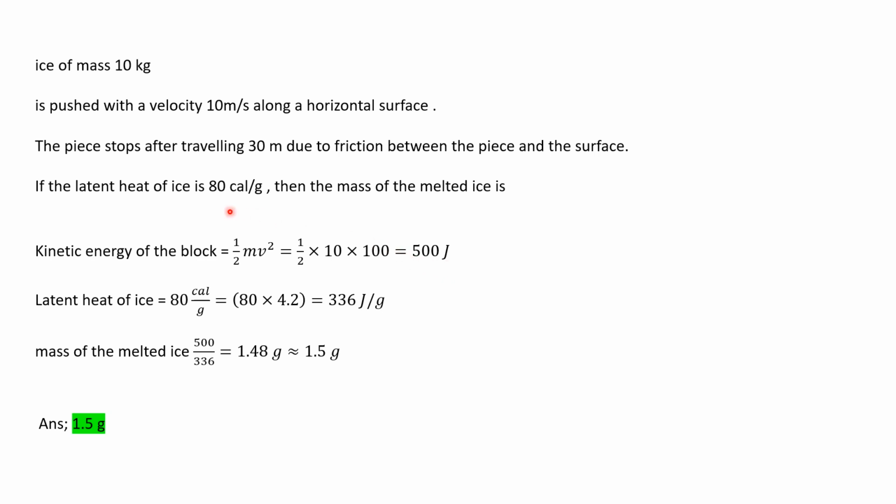Again, it says the latent heat of ice is 80 calorie per gram. So the latent heat of ice will be 80 calorie per gram, which is equal to 80 into 4.2, basically for the conversion into joule. So this would be 336 joule per gram. So the mass of the melted ice will be 500 by 336, which is equal to 1.48 gram, and this is nearly equal to 1.5 gram. So the final answer will be 1.5 gram.